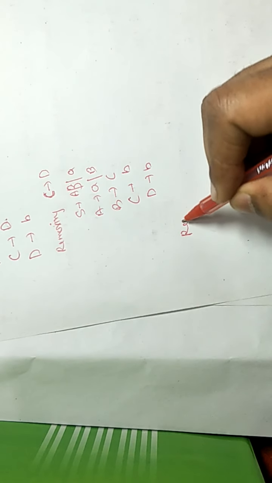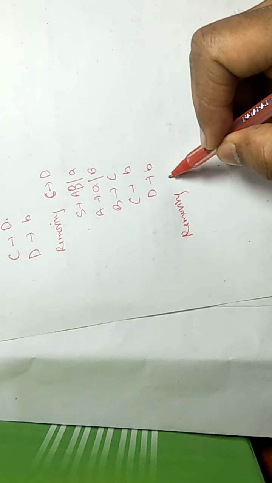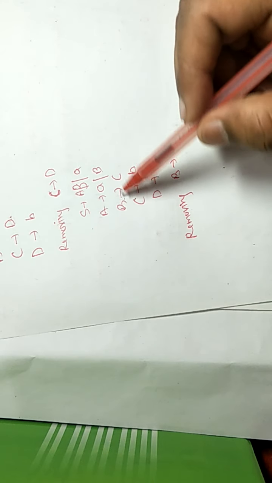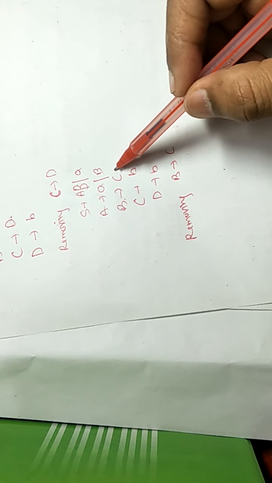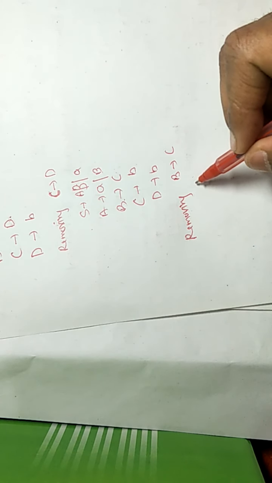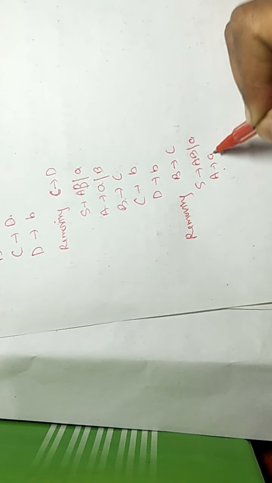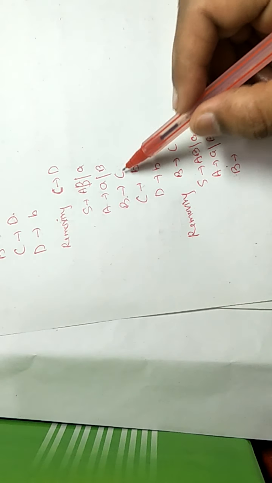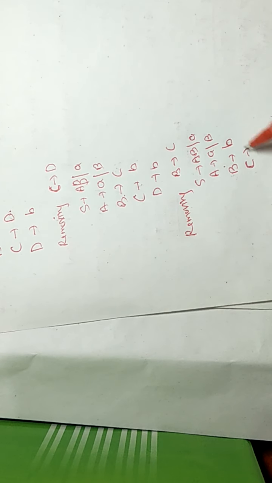Now removing B tends to C. So what we need to do, we can remove B tends to C. Instead of C here we can put the value of C directly. So it becomes S tends to AB slash A, A tends to A slash B, and instead of B tends to C we can put the value of C here. So it becomes B, C tends to B, and D tends to B.